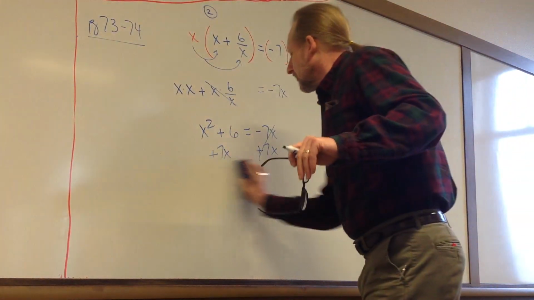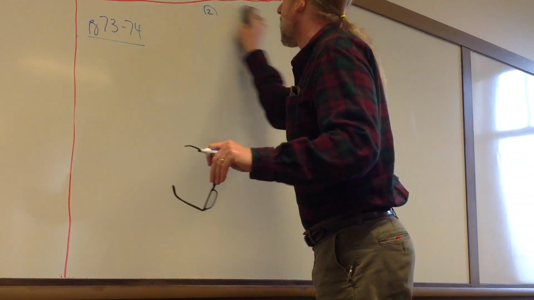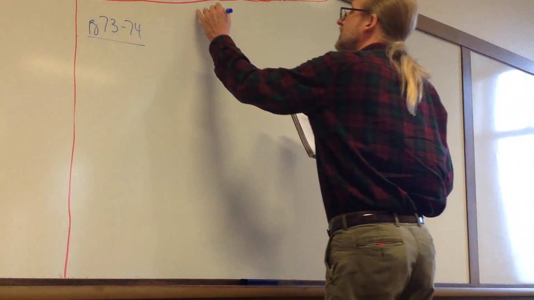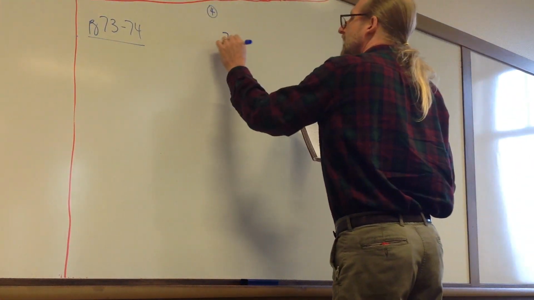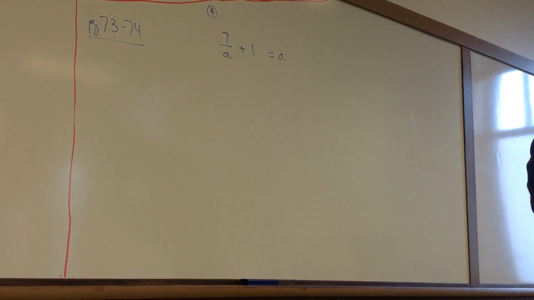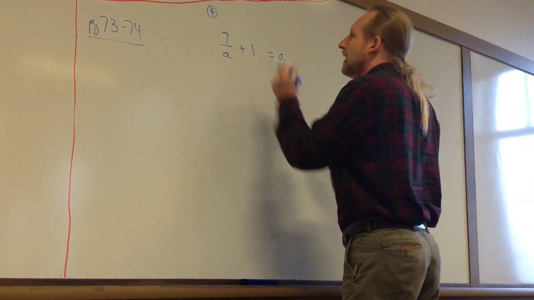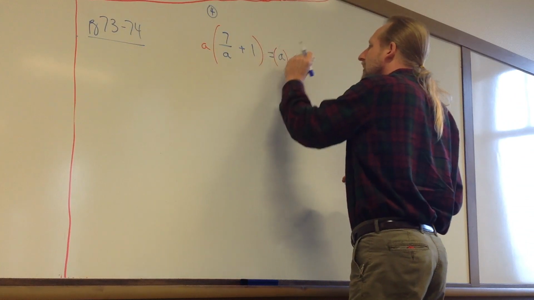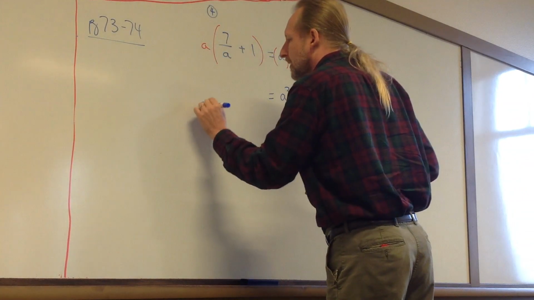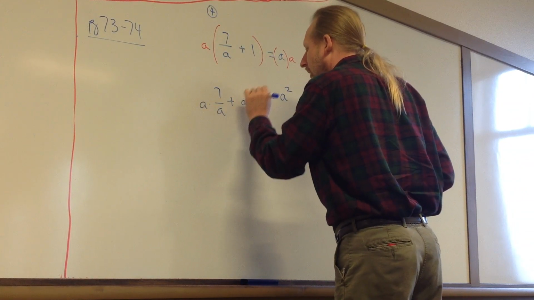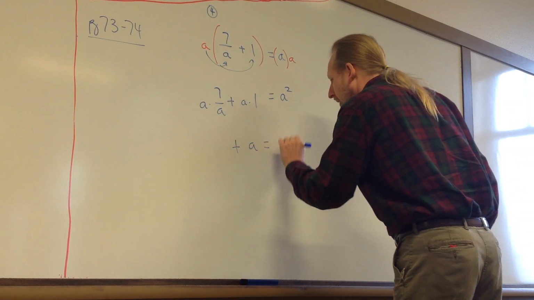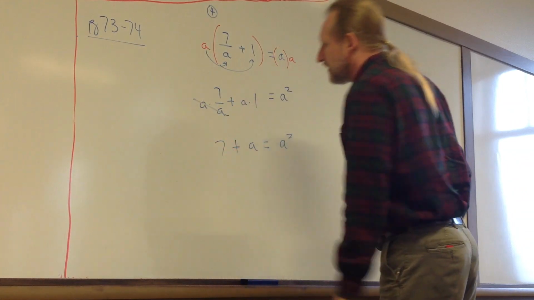All right, let's look at a couple more examples here. Problem 4 is very similar. We start out with 7 over a plus 1 equals a. And so again, we're going to use the same trick here. We're going to multiply on both sides by that denominator, which is a. So over here we'll get a squared. Over here, I'll write this out again. We're going to distribute this into the parentheses, so this will just be a. Over here, the a's cancel, and you get 7.